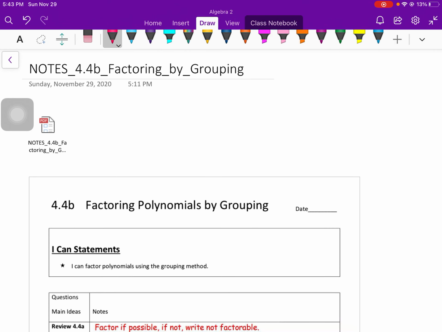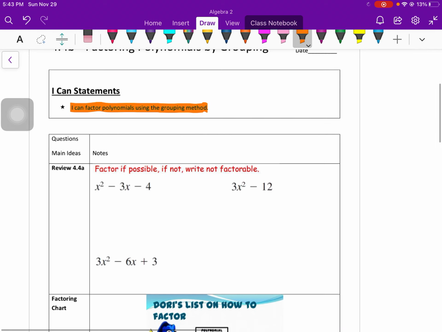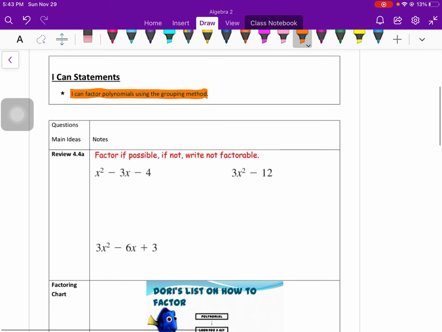All right, Algebra 2, this is going to be a nice, short little review of factoring by grouping. You've seen this before, you know how to do this, so we're just going to review it. So I can factor polynomials using the grouping method, and once you see it, you'll know what I'm talking about. First, we've got a little review. We're going to factor if possible. If not, we'll write non-factorable.